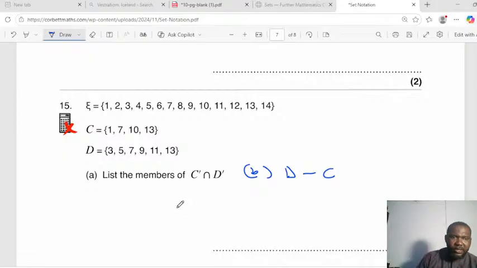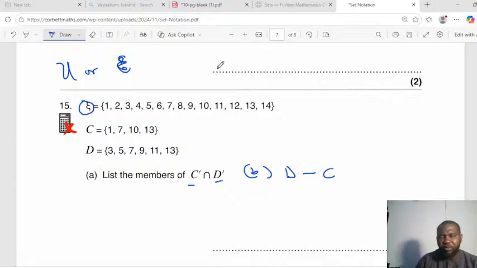So now the first one says we should list the members in C complement intersection D complement. What is C complement? Elements that are in the universal set but not in C. This is the universal set. You can see they are using this symbol. Sometimes you will see them write U, or sometimes E like this. Both of them are symbols of universal set.